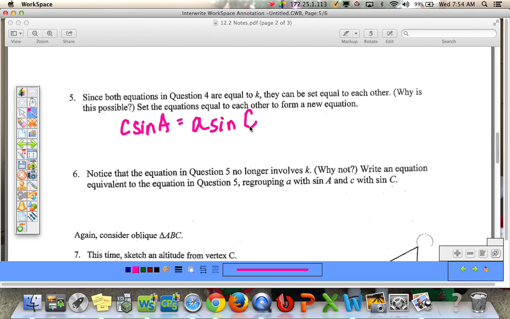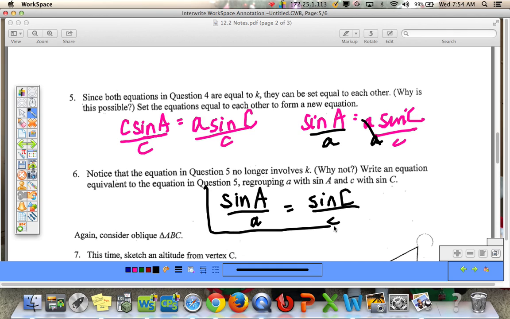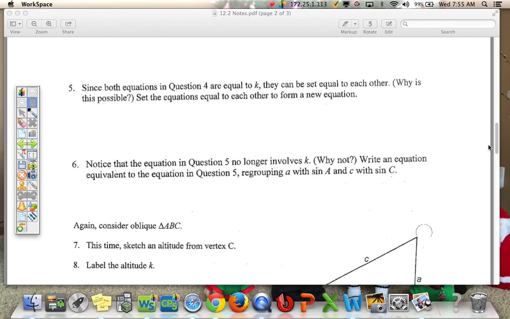So we want c on one side, a on the other. So let's divide this side by c. We get sine of a equals a sine of c over c. Let's get rid of this a by dividing each side by a, and that cancels. So we have sine of a over a equals sine of, oh, sine of c, sorry, sine of c over c. Okay, this is actually part of the law of sines, and we're going to use that to solve for oblique or non-right triangles. But we have one more thing to look at.